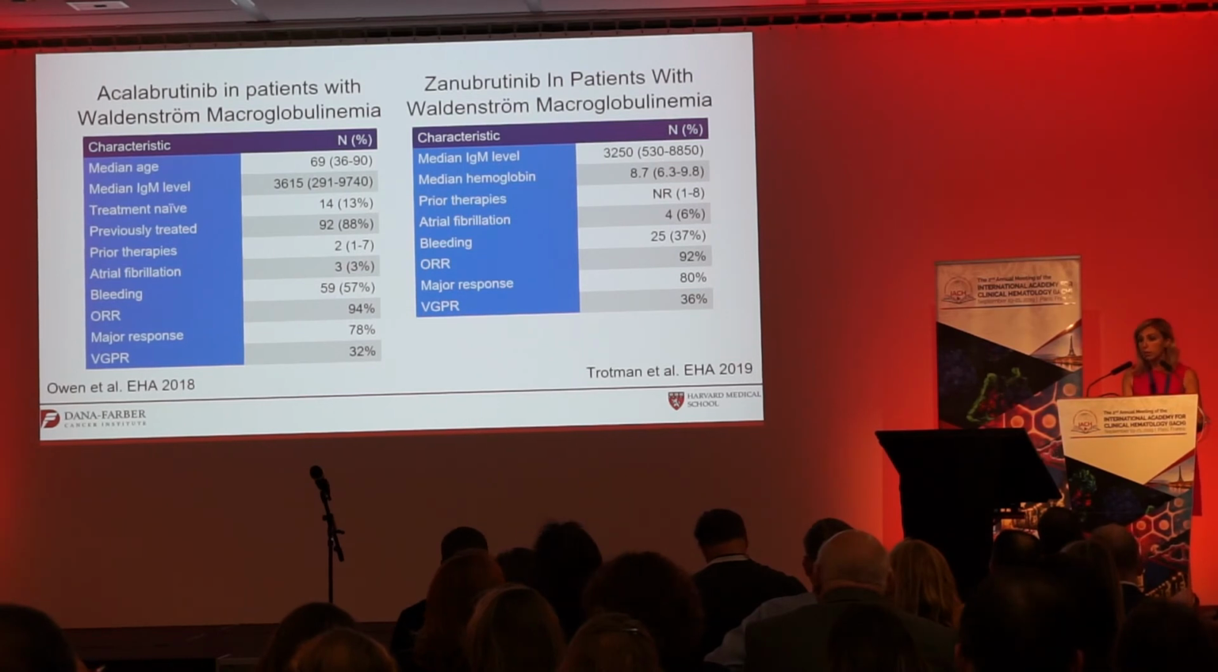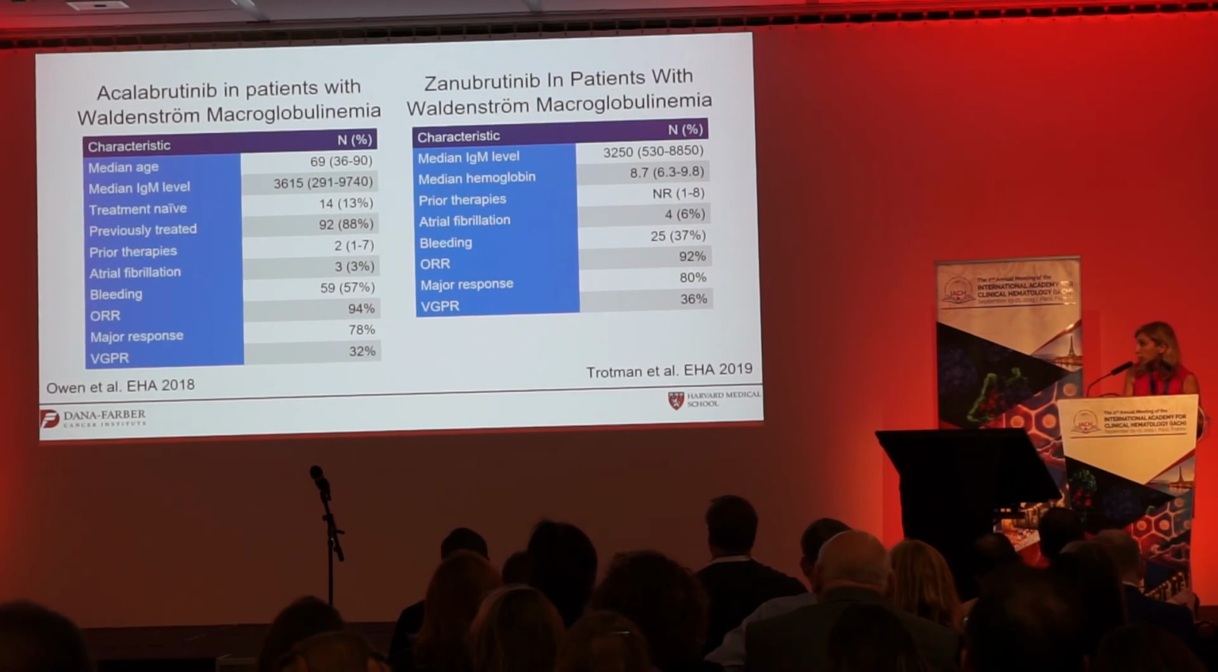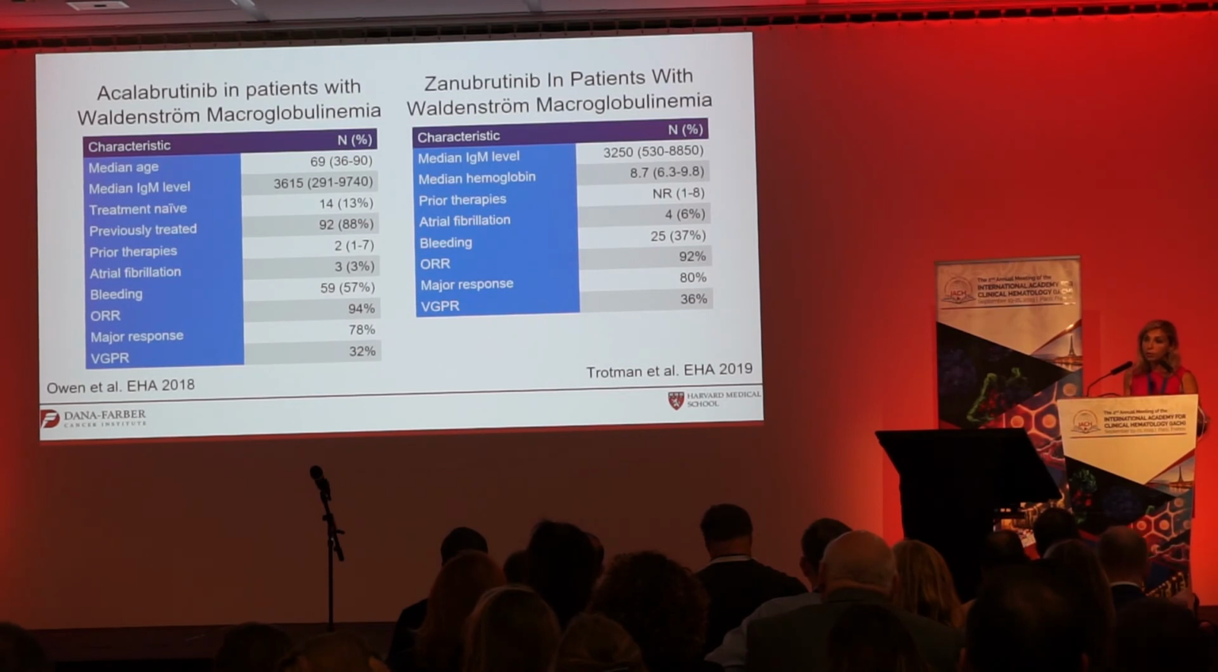Again, new BTK inhibitors. So acalabrutinib as well as zanubrutinib are being used right now in Waldenstrom. And you can see here major responses, 80-90% response rate, very well tolerated. The question, of course, will be, do we replace ibrutinib or not? Do they have a better toxicity profile? And when do you use them if you've already used ibrutinib?